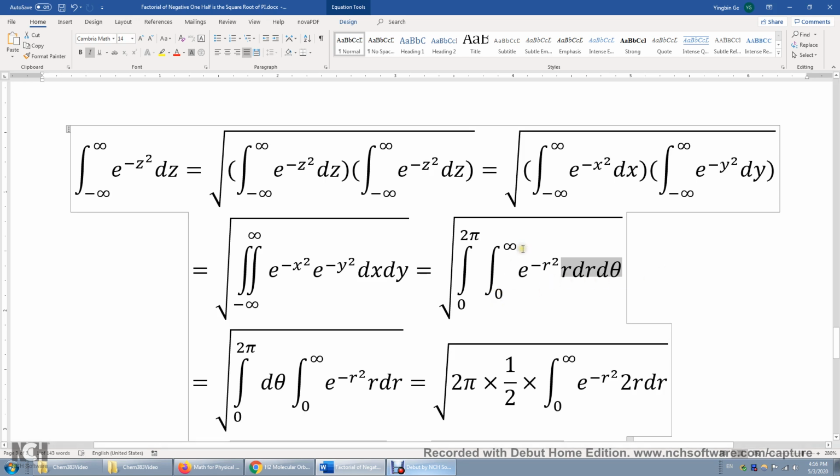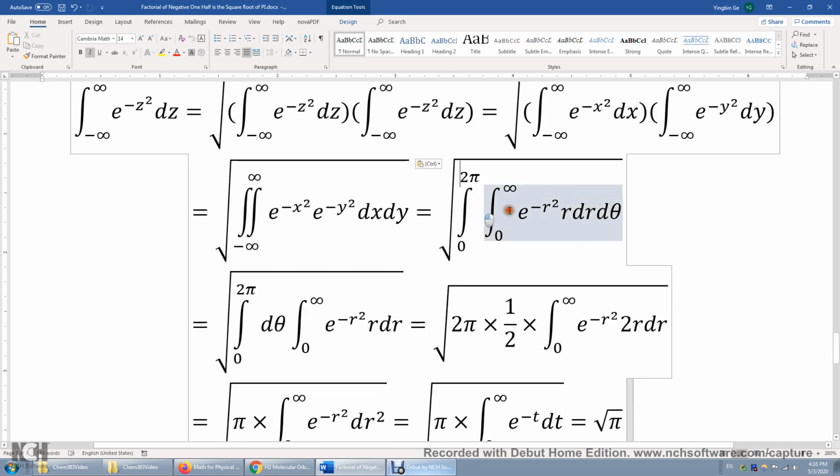R is from 0 to infinity. R is the radius. Theta is from 0 to 2 pi. Theta just is the angle. Again, if you have theta from 0 to 2 pi and r is from 0 to infinity, you cover the entire two-dimensional space. And what about this e to the power of negative r squared? Again, r squared is x squared plus y squared. And x is r times cosine theta. Y is r times sine theta. The volume element dx dy becomes r dr d theta. This is to ensure that this is the area of a volume element.